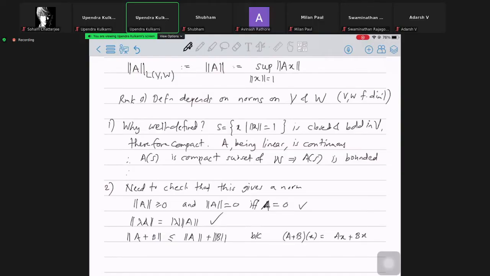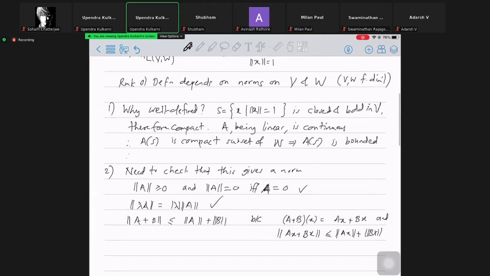So what is the issue over here? Where is the inequality going to come from? The sum of the supremums will be an upper bound for the set, exactly, for the norm of A plus B. So the point is, if I take the norm of Ax plus Bx, then of course that is going to be less than the norm of Ax plus the norm of Bx. And now I take the supremum and so on. So it will do the job. So this is easy. I'm just going to say this is easy.